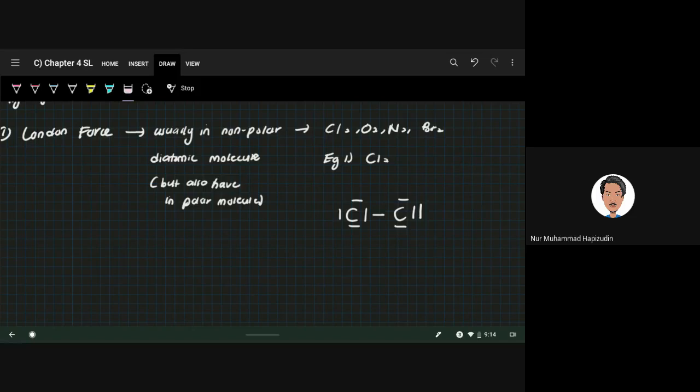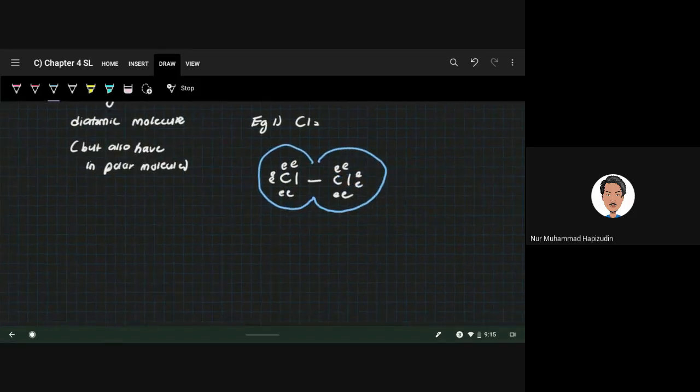Ini adalah elektron. Dari structure untuk klorin saya padam balik lah. Boleh bayang macam ni. This is the molecule for chlorine. And we know that chlorine is non-polar because the electronegativity difference is 0. This is a non-polar bond.